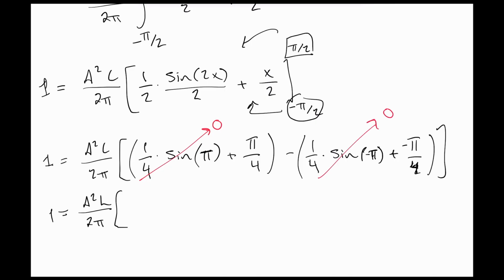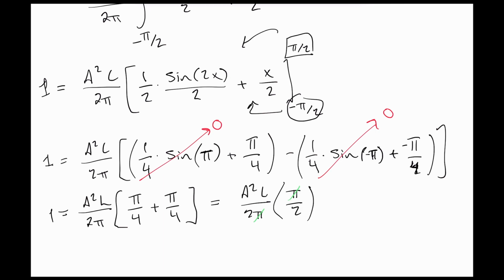That means what we have left in the brackets is pi over 4 minus negative pi over 4, so plus pi on 4, right? This equals a squared L over 2 pi. Inside here we got pi over 4 plus pi over 4, which should equal pi over 2. Nice. So now we can cancel some stuff.